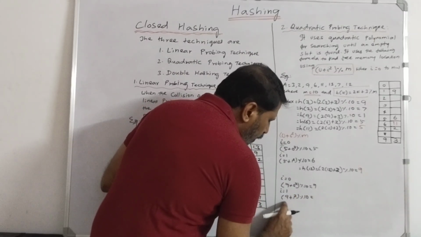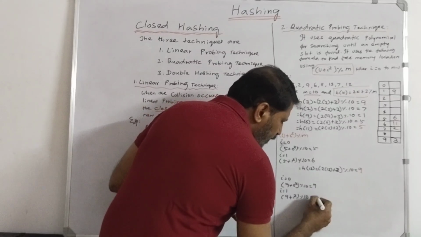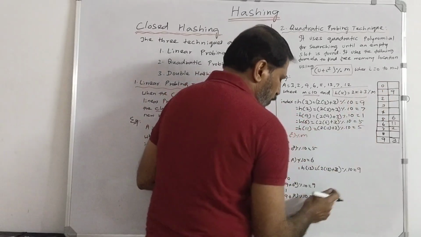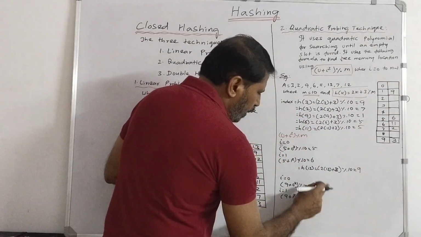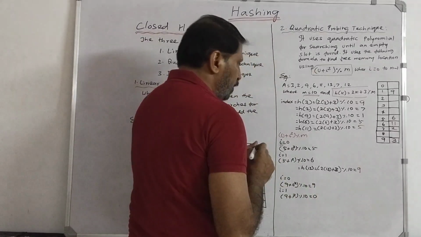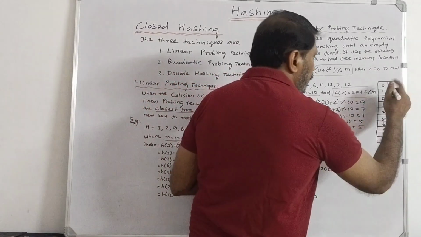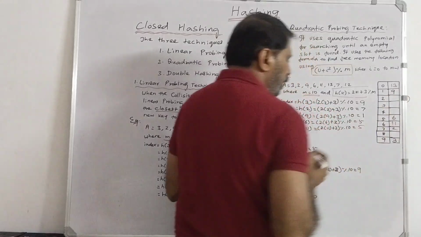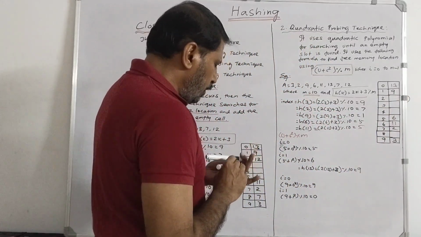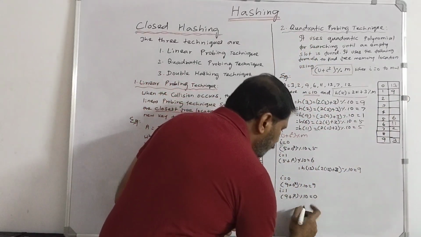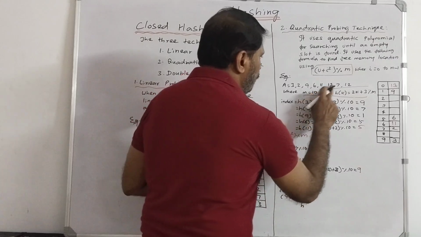What is 9 plus 1 square? It is 10, and 10 modulo 10 is 0. So we go to the 0th position and we store the value 13 there. So 13 is stored in the 0th position. Is the point clear? Now I am executing h of the next number. What is the next number? 7.